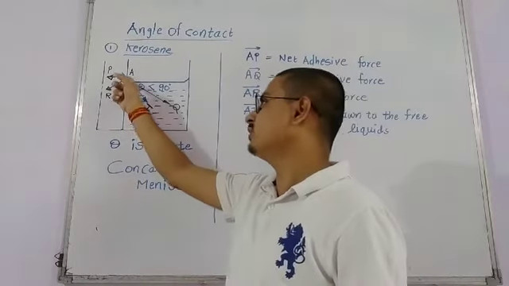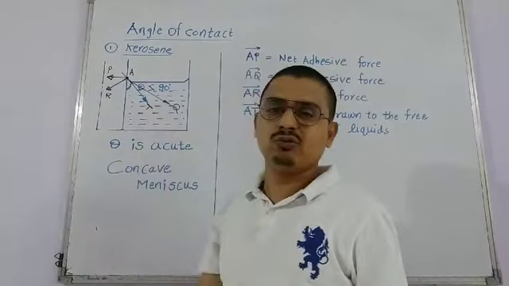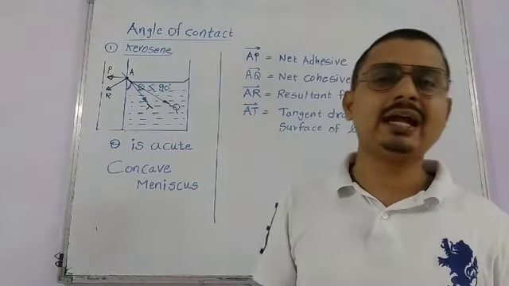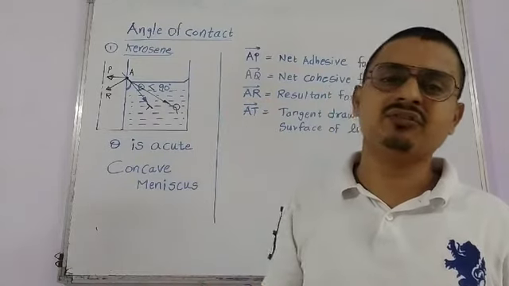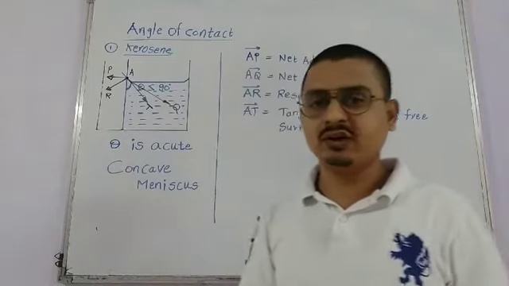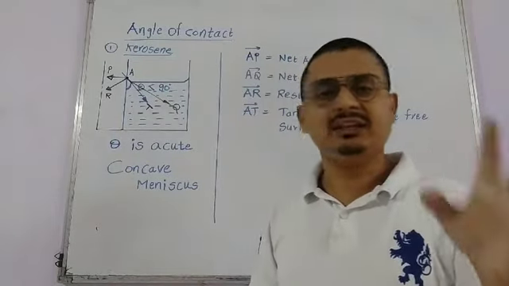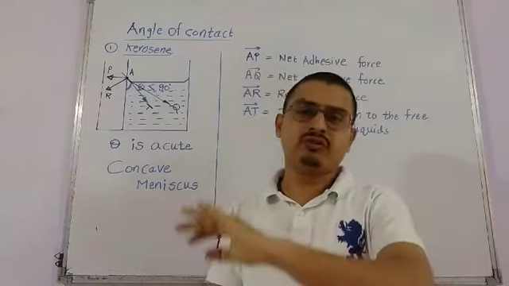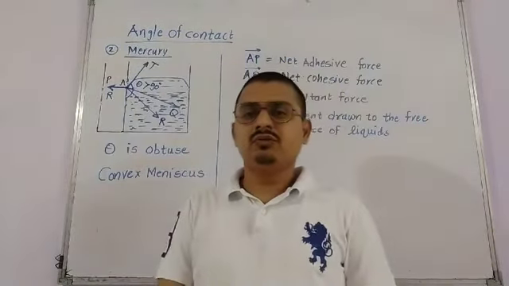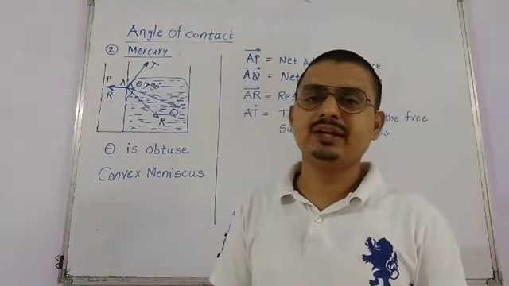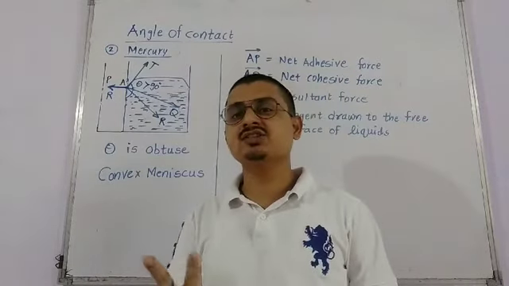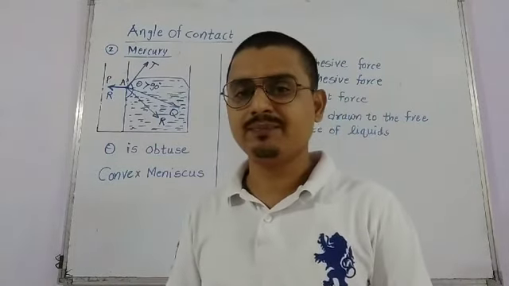Now when we draw the perpendicular to the resultant force, this perpendicular drawn is the tangent to the free surface of liquid, which makes an angle theta with the surface of solid, which is ultimately less than 90, and this concave meniscus forms an acute angle. Now we just move to the second example, that is mercury. Mercury is such a liquid which does not wet the surface of solid.